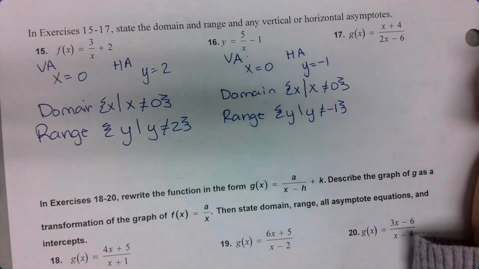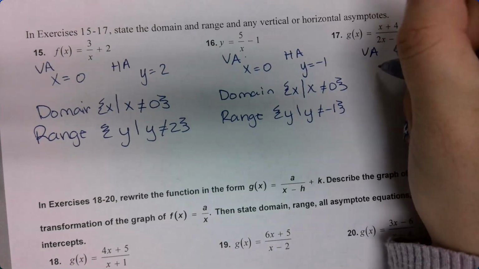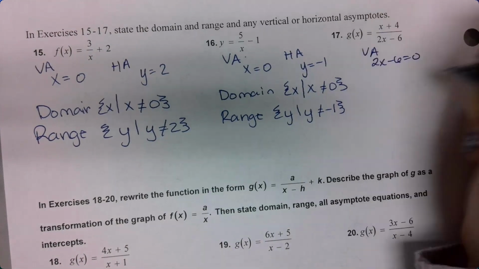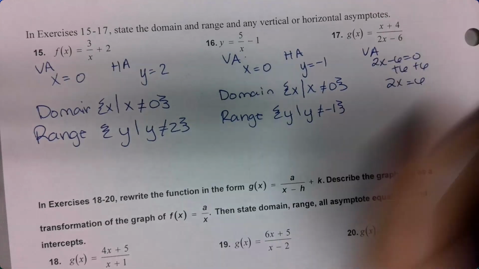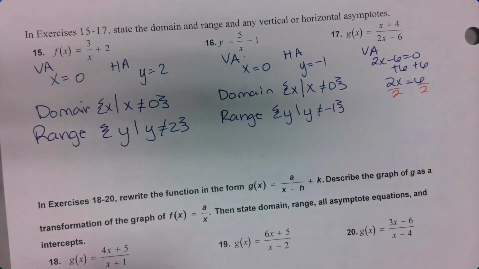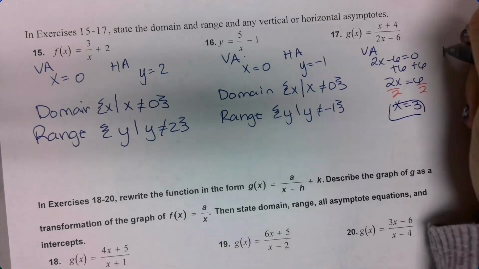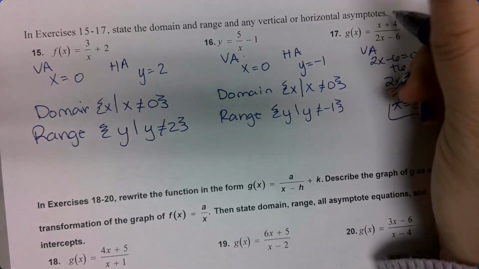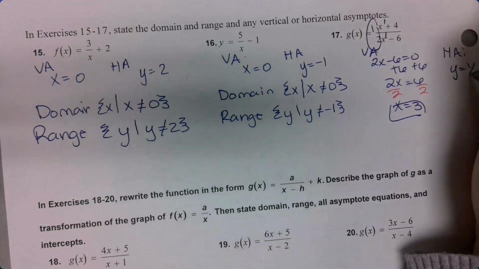Over here, I am going to find my asymptotes. So to find my vertical asymptote, I set this equal to 0. I have 2x equals 6. Then I want to divide both sides by 2. I get x equals 3. And then for my horizontal asymptote, since these have the same degree, they're both exponents of 1, I want to divide my coefficients. This is going to be 1/2.